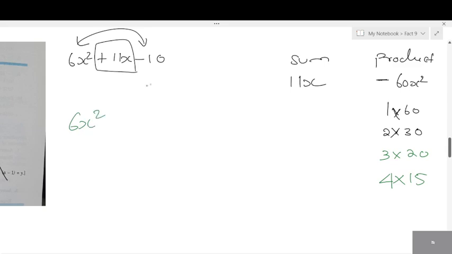Look here, 6x square as it is, minus 10 as it is. Take 4 first and 15. Then, along with this, what is the other number we have? What's the alphabet we have? X. Write this X both. Whatever alphabet is given in the sum, you should write it.